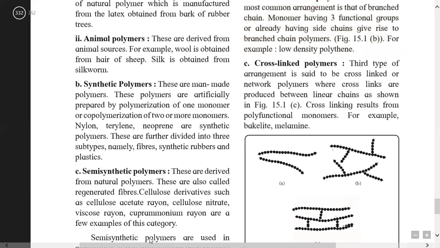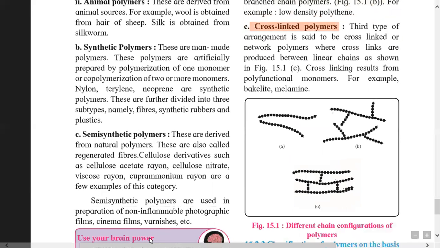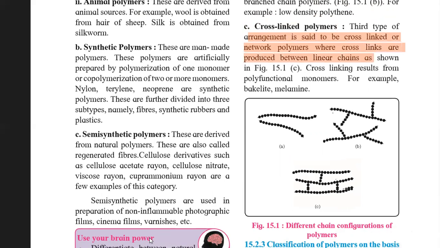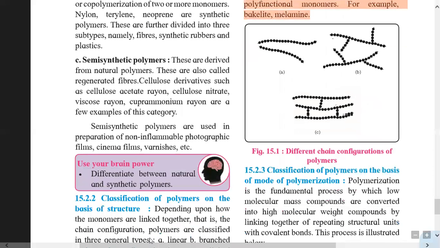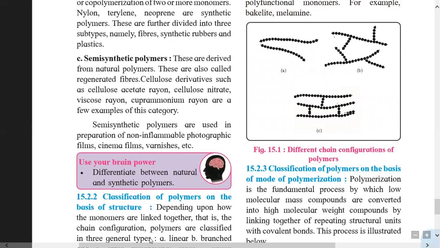Then third type under this is cross-linked polymer. So in this type, the arrangement is cross-linked, or the network type of polymer. They are produced between the linear chains. The cross-linking results from the polyfunctional monomers. And example of this type is bakelite, melamine. These are the examples. So that is the second type of classification of polymers on the basis of structure.